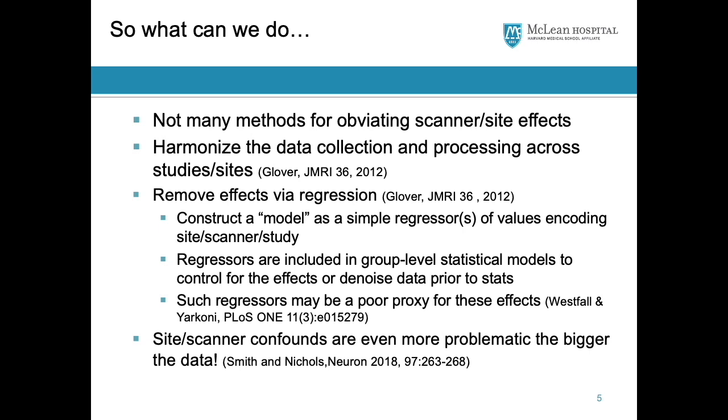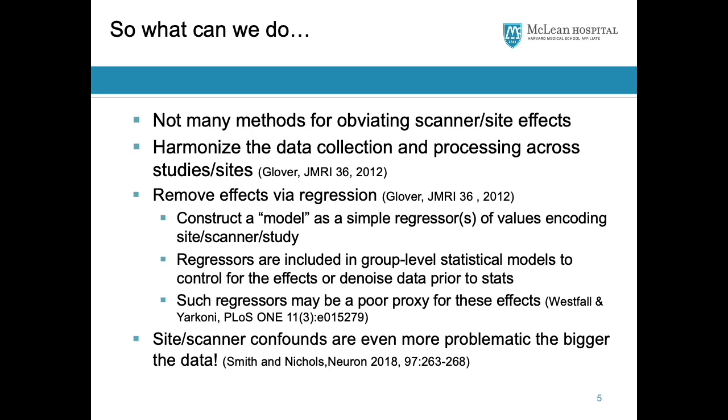So what can we do about this if we want to create larger neuroimaging data sets by pooling data across sites or studies? Well, there aren't too many methods for obviating scanner and site effects. You can harmonize the data collection and/or processing across studies and sites, but ultimately you will always still have differences due to the fact that the scanners are different, and no degree of harmonization will completely eradicate fundamental scanner differences.